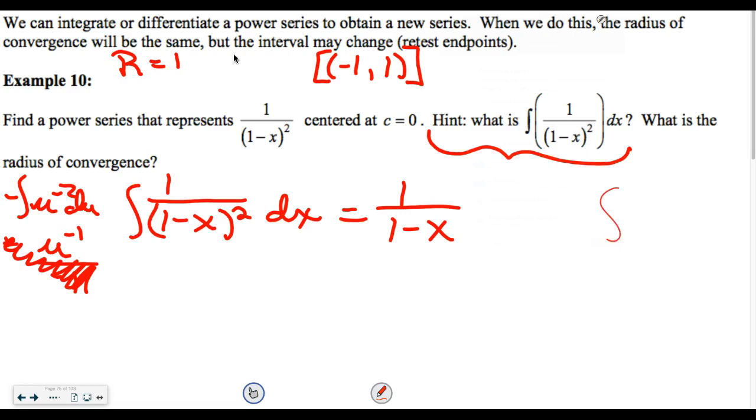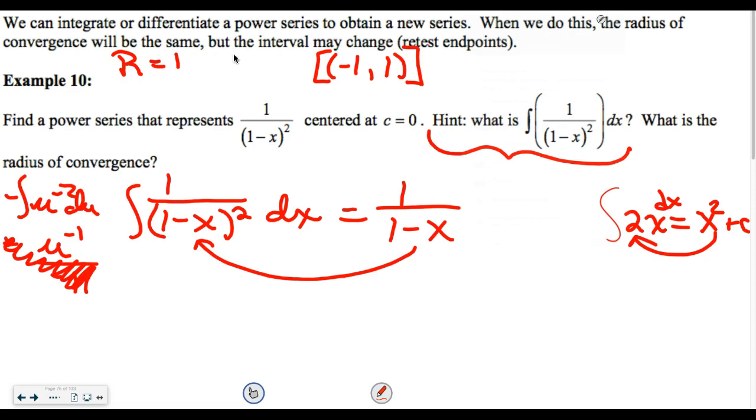What's the antiderivative of 2x? Go ahead, tell me. x squared plus c, correct? The derivative of this is that. So the derivative of what I just came up with has to equal 1 over 1 minus x squared. I just want you to follow the flow of this. When I do the derivative of my 1 over 1 minus x, I should get what I'm looking for.